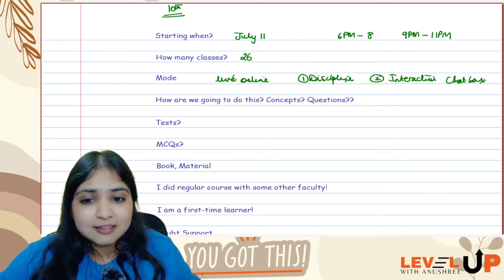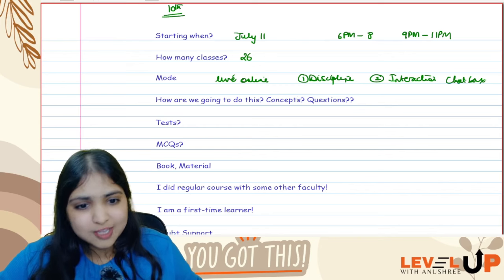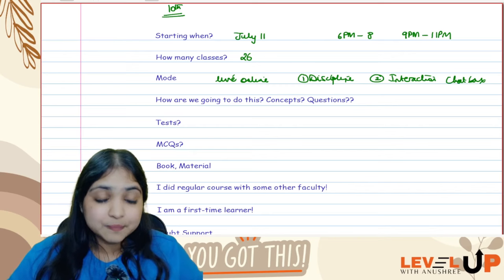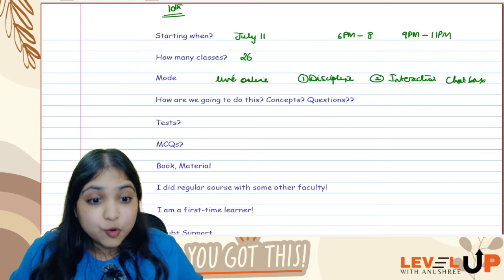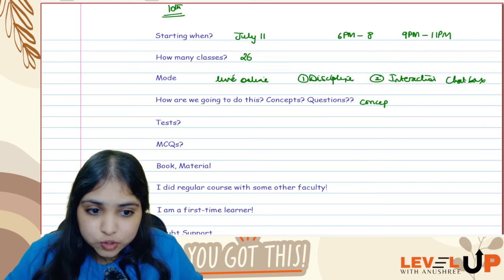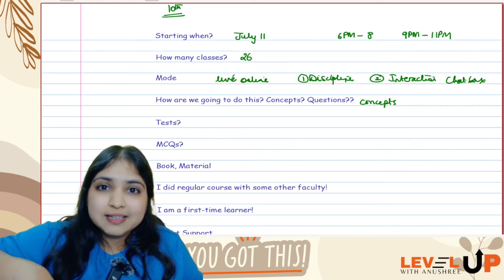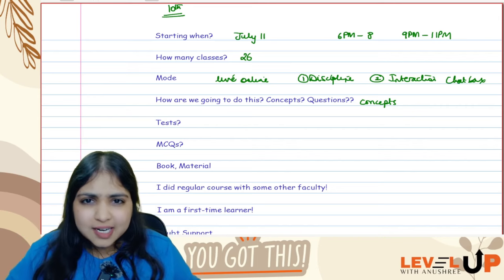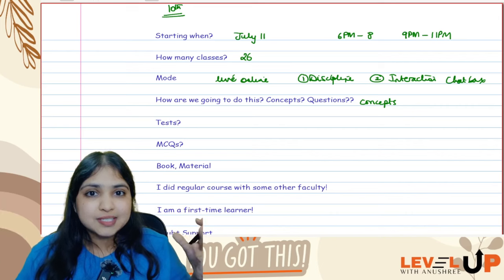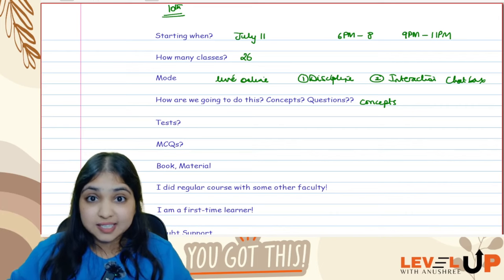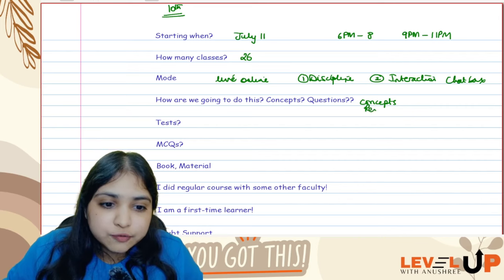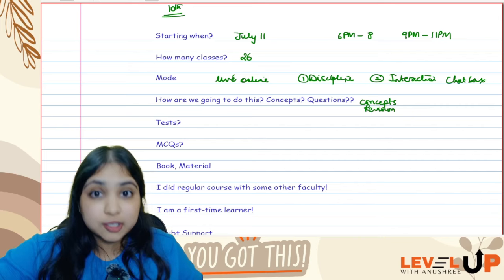Alright, and how are we going to do this? Is it going to be concepts? Is it going to be questions? See, we will take a question, okay? In that question, whatever concepts are involved, we will first revise those concepts. We will not only revise those concepts, we will also revise the other related concepts. That way you first have a thorough understanding of the entire concept, a 360 degrees understanding. So first of all, there will be a concept revision of that particular question.